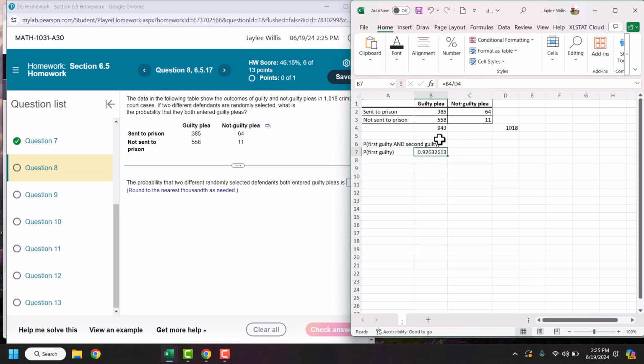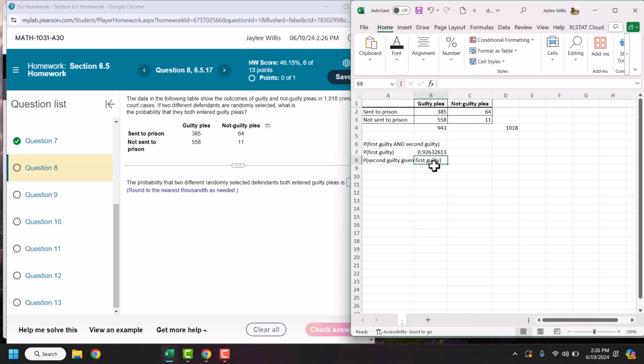And notice here, I didn't make a bunch of columns. So this is an example of what I was talking about on the last example where you don't have to type out all the columns. But sometimes it can be helpful to think about what's the number of possible outcomes, what's the number of favorable outcomes, as separate steps before you do your calculation. So kind of up to you on that. But we find the probability of the first thing happening, and then we need to find the probability of the second thing happening given that the first thing happened. So in this case, that the first person pleaded guilty.